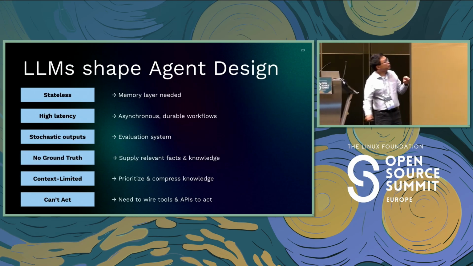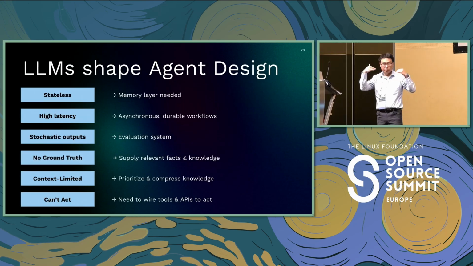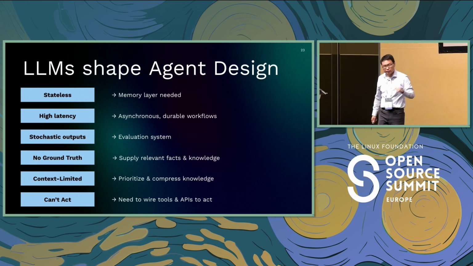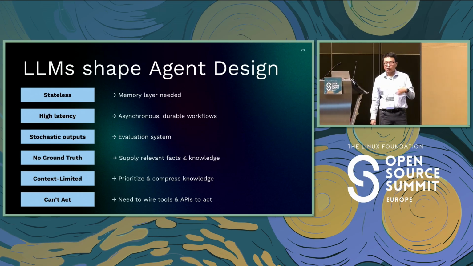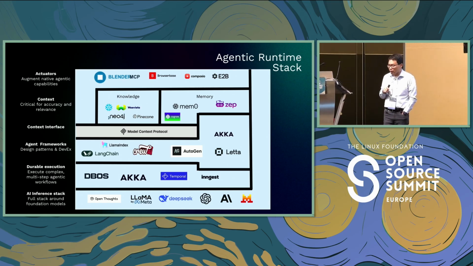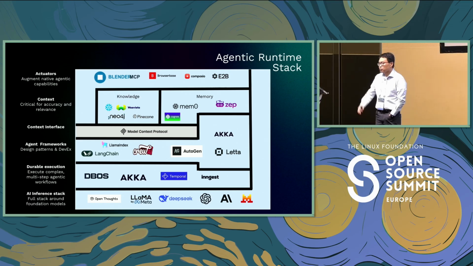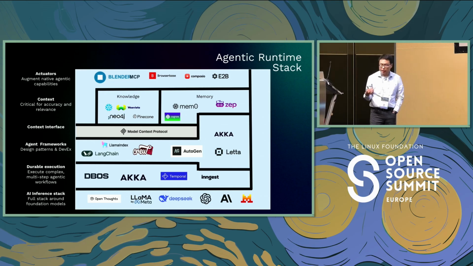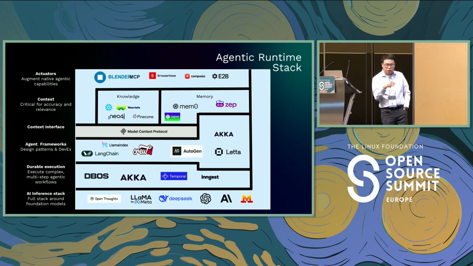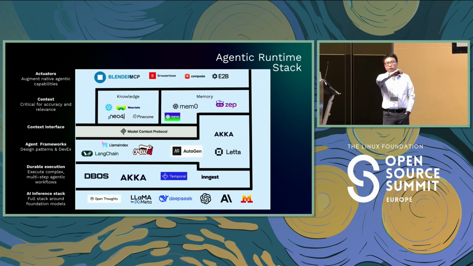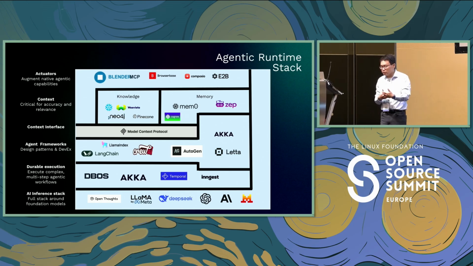Third stack, the runtime stack. I talked about how LLMs shape agent design, so I'm not going to go through this all again. As a consequence, you also need technology to actually run your agent. Again, this is what I characterize as your agentic runtime stack. You start with an AI inference stack, right? That's what the previous slide was. So you might run Llama or DeepSeek on vLLM with Mooncake as your KV cache. You then need a durable execution layer, whether it's Temporal or Akka or DBOS, one of these technologies, to make sure that when your agent runs, it runs to completion and handles failure in a cohesive way.